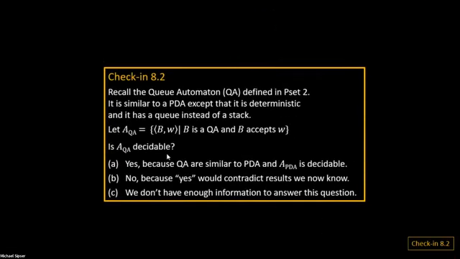So now let's look at the acceptance problem for Q automata. I'll give you a Q automaton and an input, and I want to know, does it accept the input? Is that going to be decidable? And you have your choices. It's either yes, it is decidable, because these are similar to push-down automata, and APDA is decidable, or no, because yes contradicts results that we know at this point, or we don't have enough information to answer the question. Okay, let's put that up.